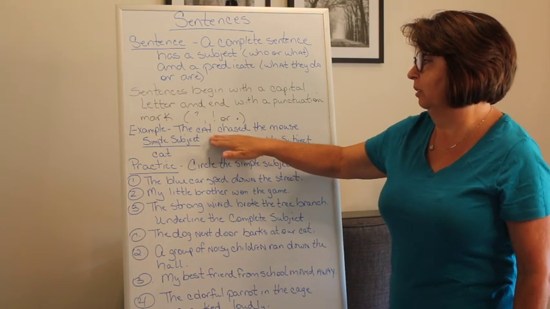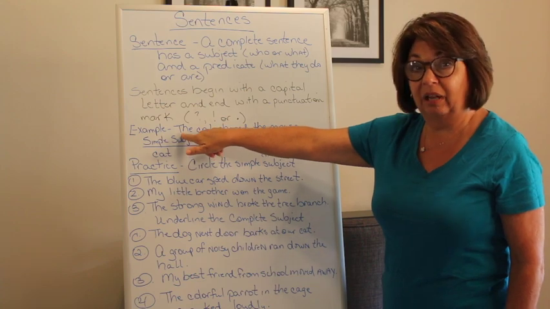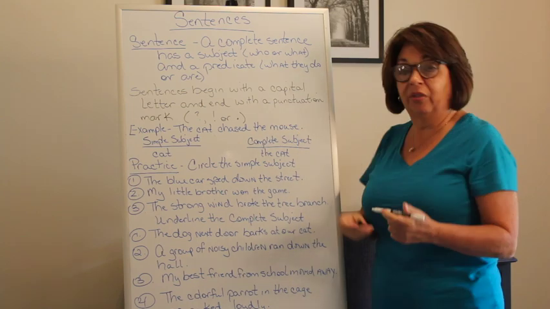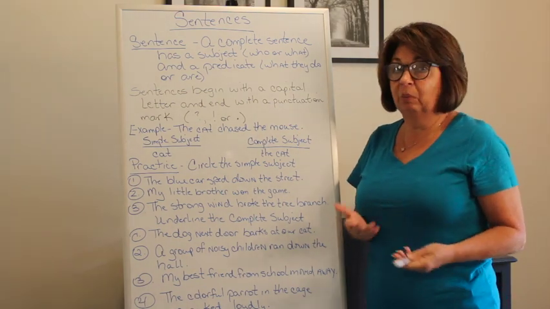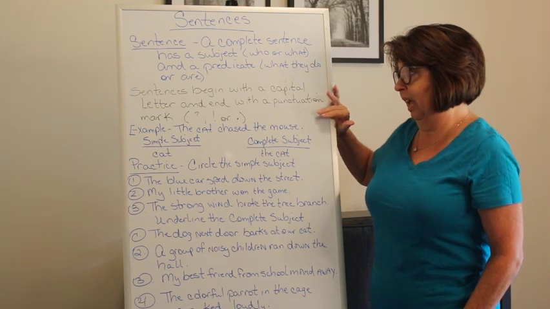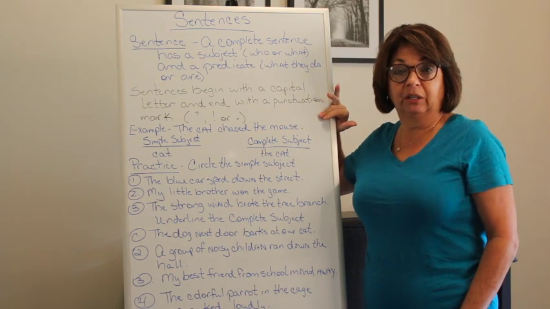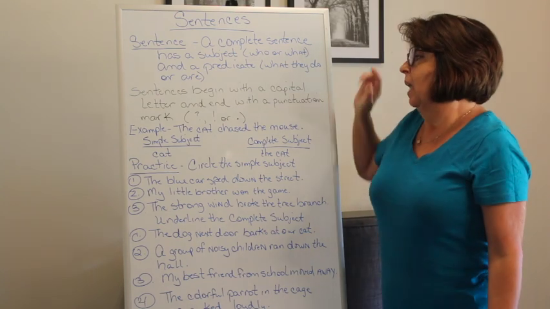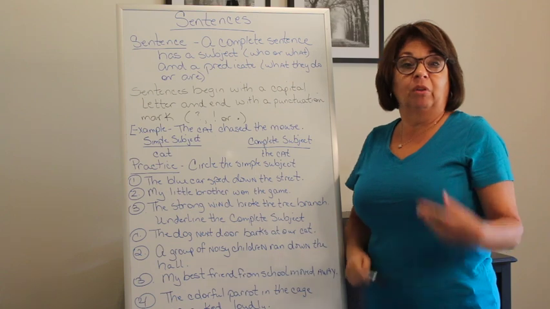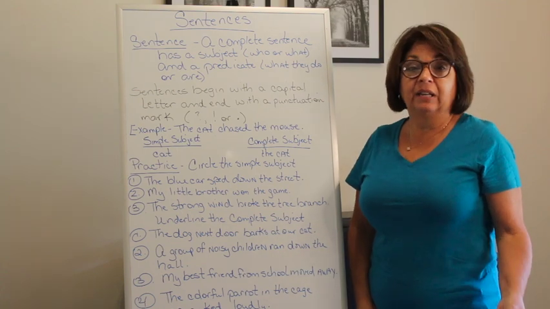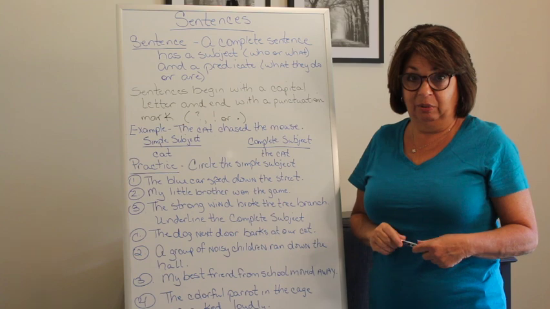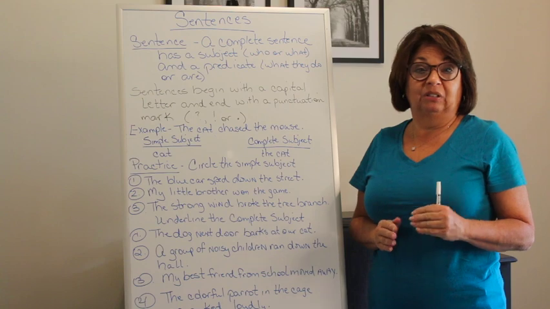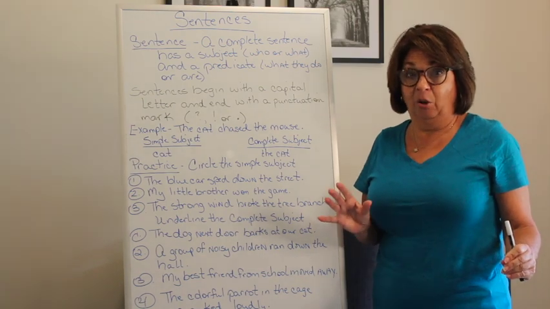When we have a whole sentence, we always have to start it off with a capital letter, and we always have to end it with a form of punctuation. If we're just making a statement like this, the cat chased the mouse, we would end it with a period. If we're asking a question, then we use a question mark at the end. If we're saying something with a lot of expression in our voice, then we would end it with an exclamation point. So for sentences, it has to be a complete thought. That means it has to have a subject and it has to have a predicate.